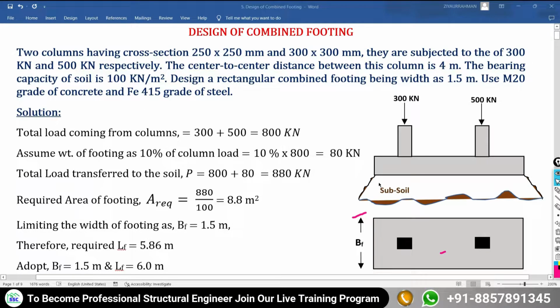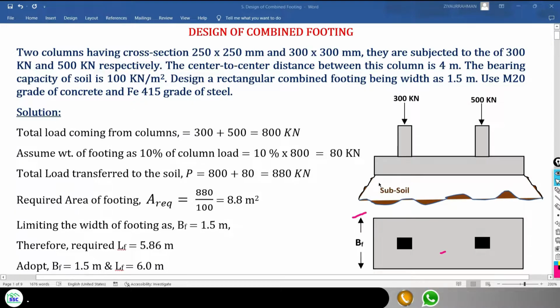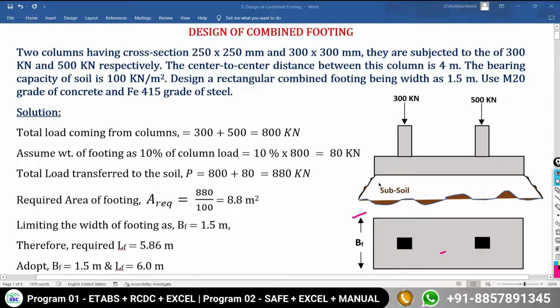The load coming from your column is not the only load which is going to be transferred to your subsoil, but there is also an addition of the self weight of your foundation. So the load coming from your column plus the self weight of the footing combinedly is going to be transferred to your subsoil. So we need to do the calculation for that.